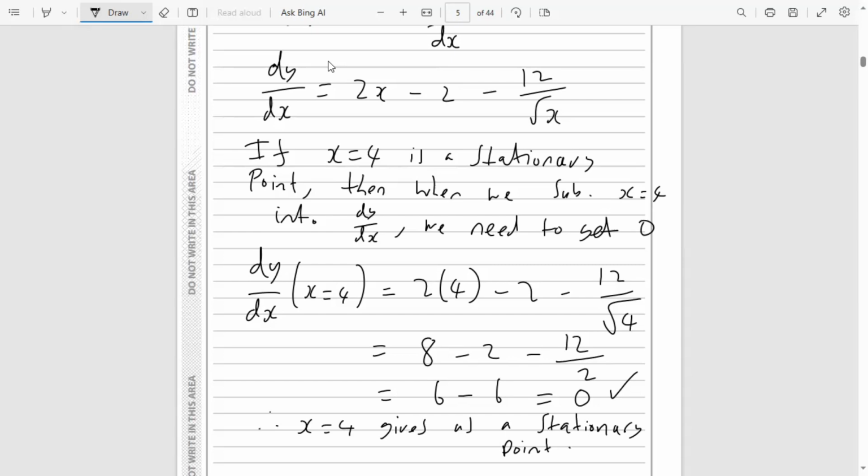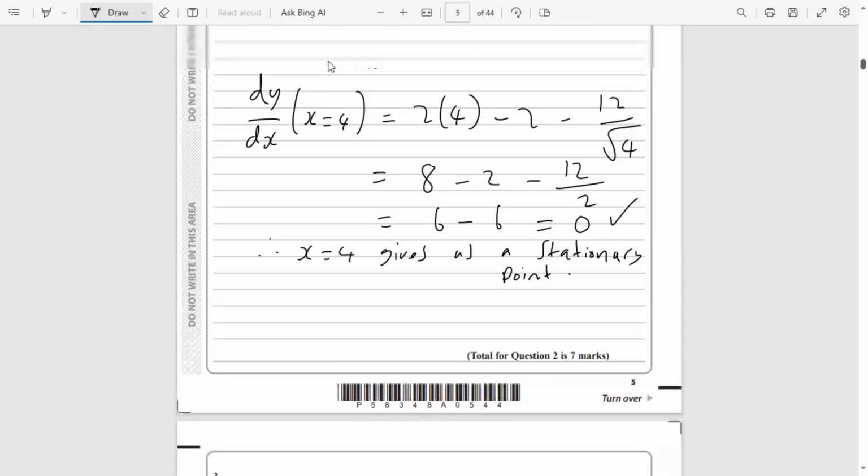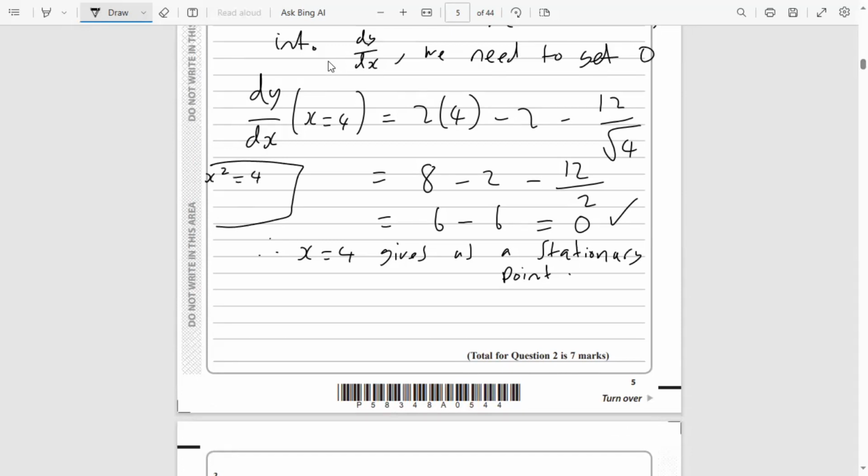Sometimes students get a little bit confused because, for example, with equations like x squared equals 4, there are 2 solutions. You get x equals 2 and x equals minus 2. So some students think, well, when you square root a number, you get 2 answers. You get a positive number and you get a negative number.